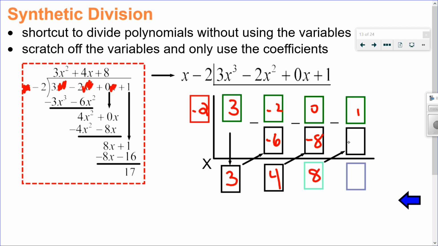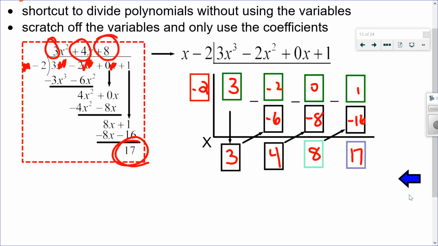Negative 2 times 8 is negative 16. And then 1 take away a negative 16 is a remainder of 17. So look what we ended up getting. We got a 3, a 4, an 8, and a remainder of 17. So this method works, and it's a lot simpler.